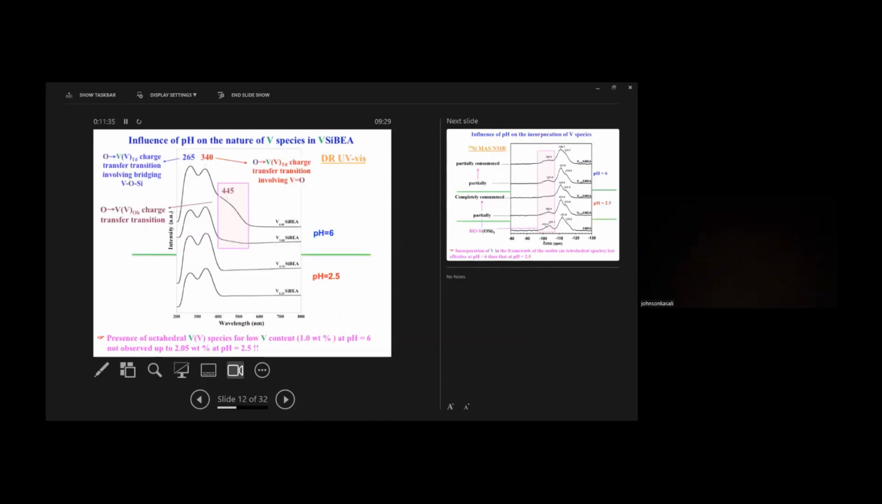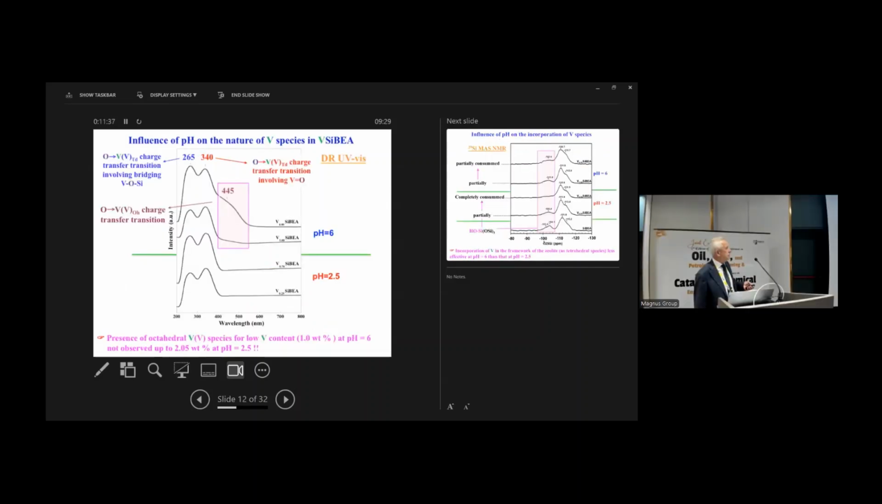This is confirmed also by UV visible spectroscopy. In this case, also we can show that already for low loading, we observe octahedral species related to the presence of vanadium in extra-framework position.